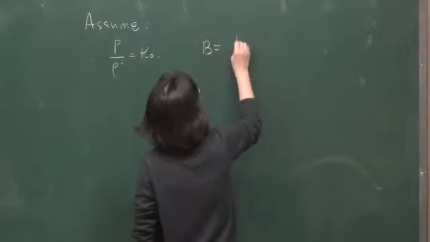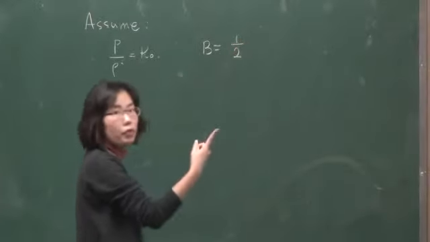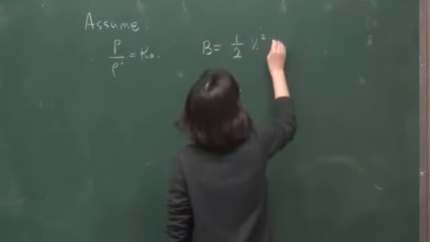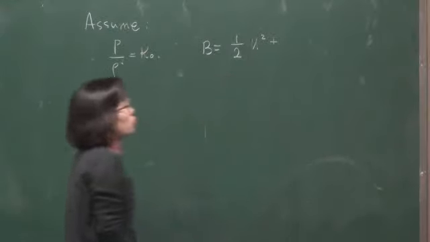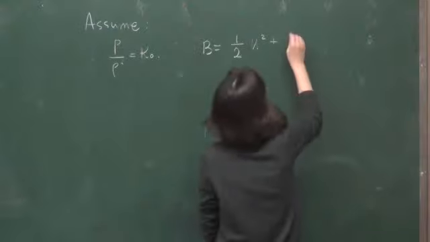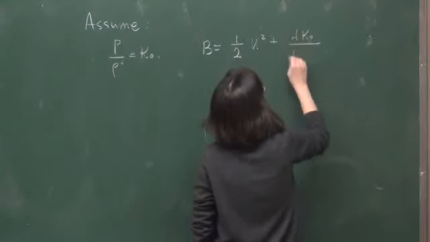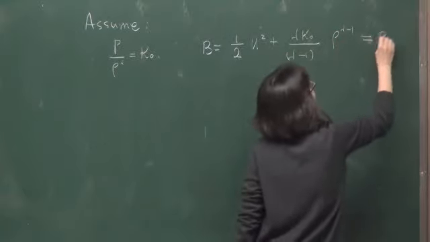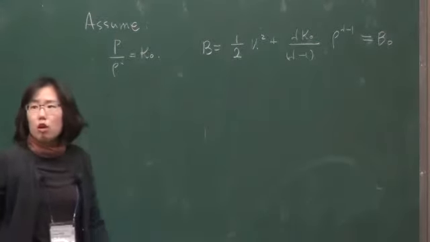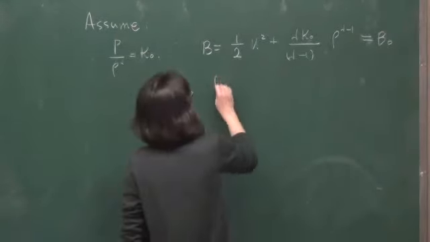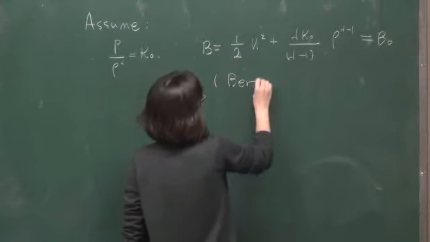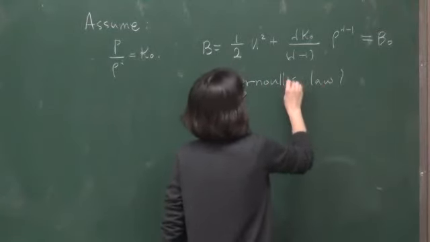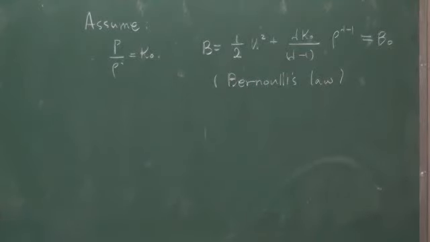B was 1/2. Now you see that we are looking at 1D flow. The speed just becomes U squared, where U is the speed of flow, plus, now gamma P over rho, gamma minus 1. By this relation, this becomes gamma kappa 0 over gamma minus 1, rho to the gamma minus 1. We will assume this quantity to be a constant B0. And if you look up some papers about this Euler system, quite often this equation is called Bernoulli's law.